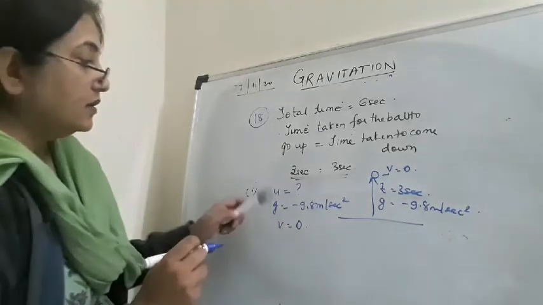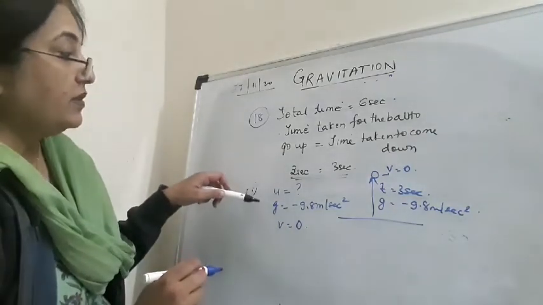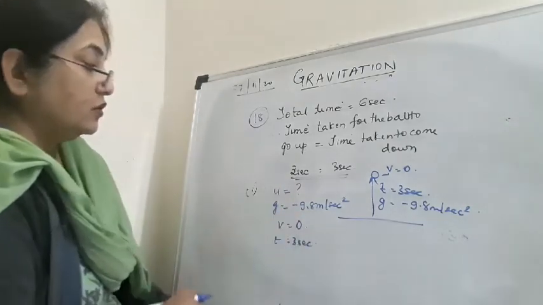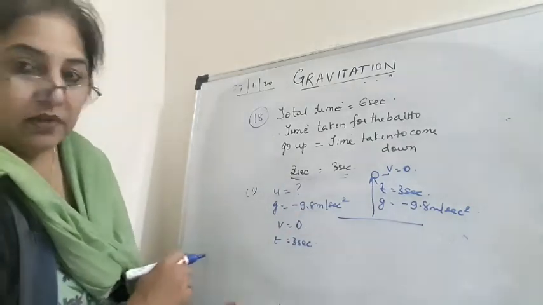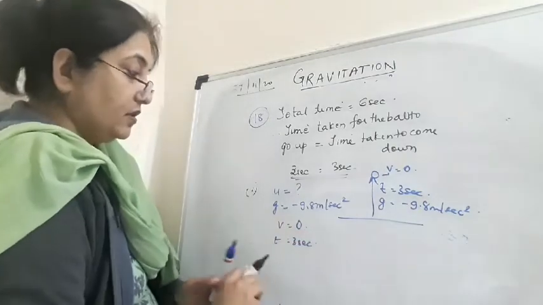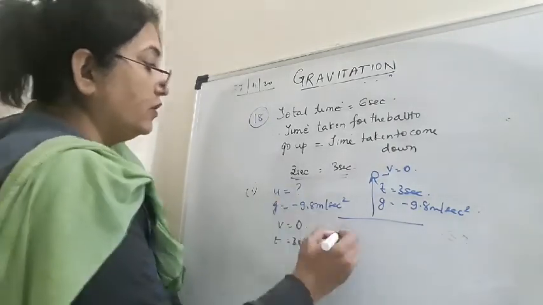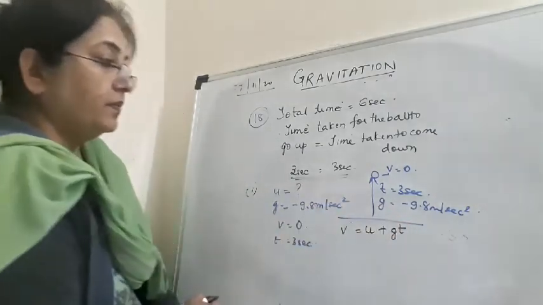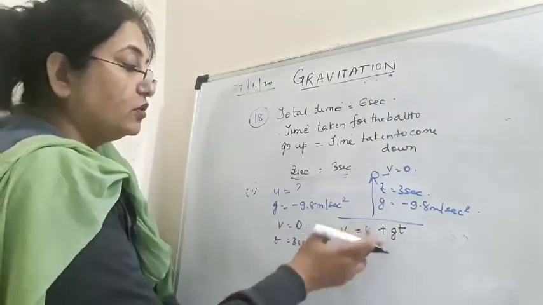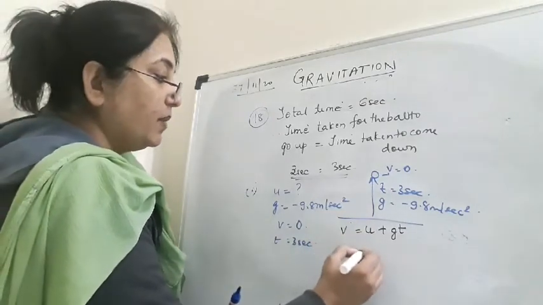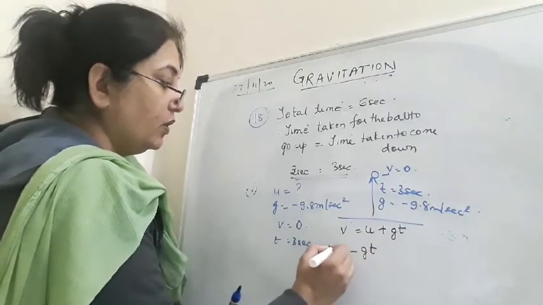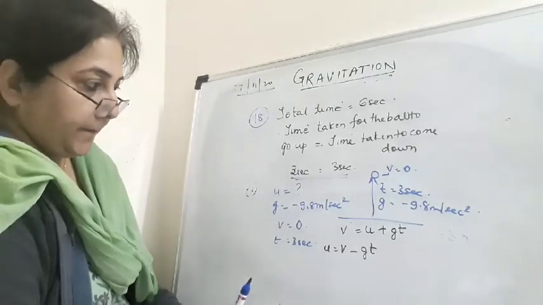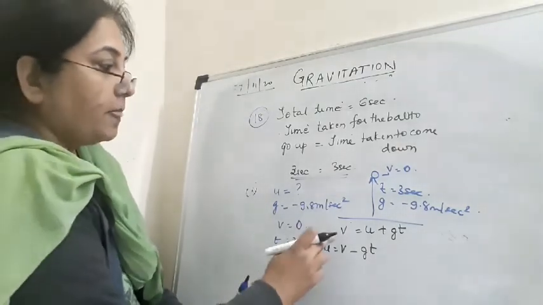So which equation will we take? t is given, 3 seconds, so we'll take the first equation. The first equation is v is equal to u plus gt. But we don't want v, we want u. So u is equal to v minus gt. Am I right?